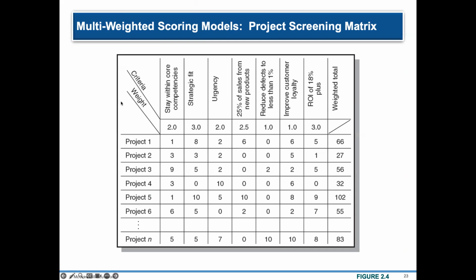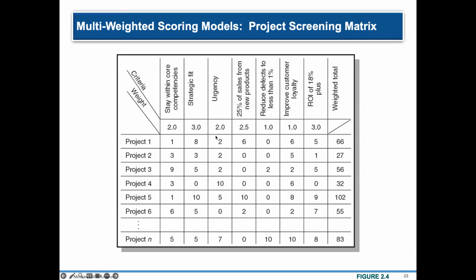So for each of these projects that the company has lined up, they need to rank each of these projects. So ang scoring nito is 1 to 10, 1 being the lowest and 10 being the highest. So let's say project 1, mababa yung relationship niya with the core competencies of the company. However, it is a strategic fit because the management or the project team gave it an 8.